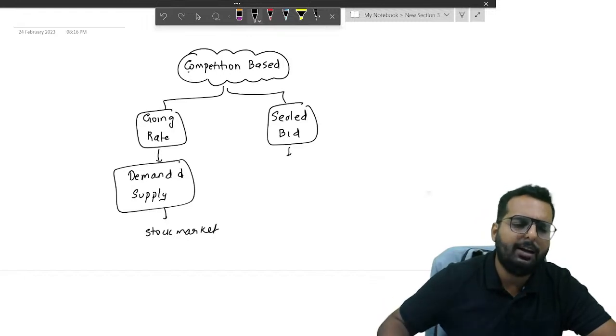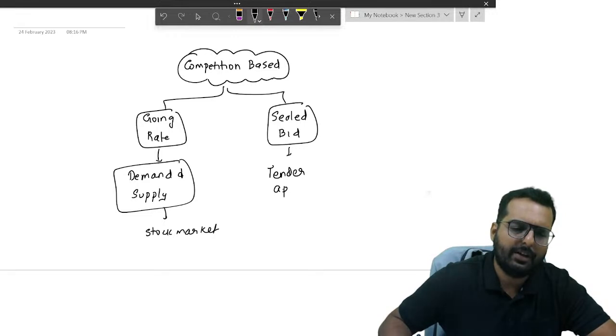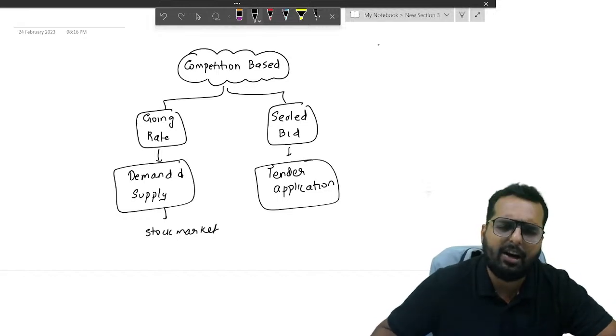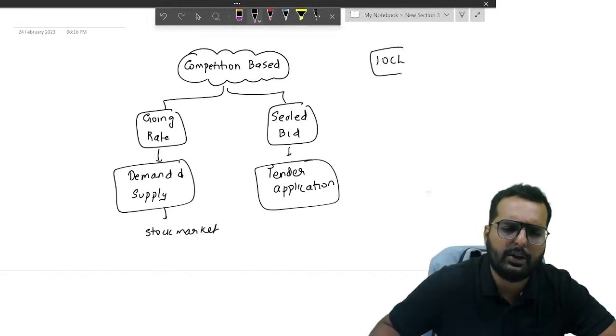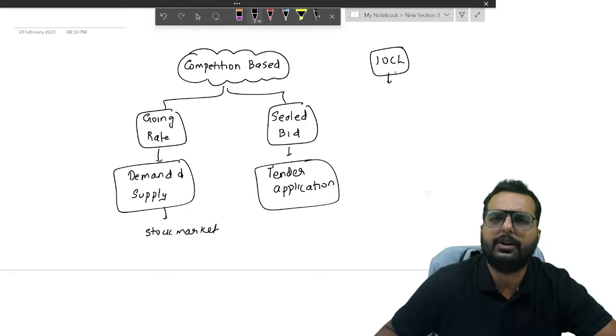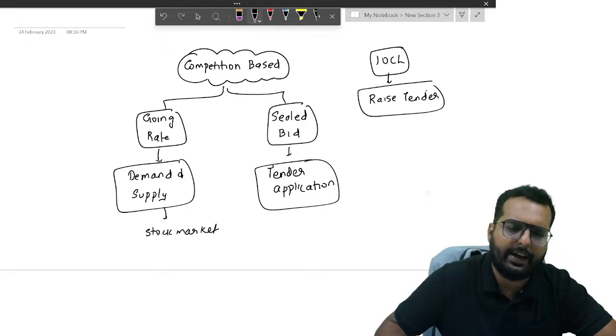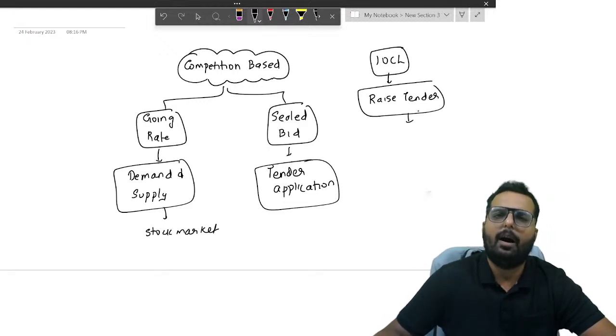What do you mean by sealed bid pricing? This is nothing but tender application. Have you ever applied for a tender? I'll give you a very simple example. Take any government company. I will talk about IOCL, Indian Oil Corporation. How will they appoint a chartered accountant? They will raise a tender telling that we are inviting chartered accountants to come and apply.